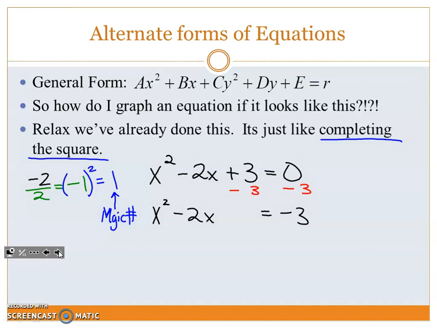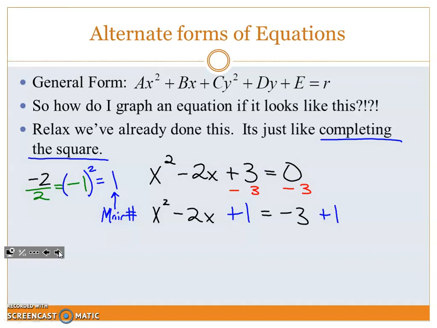Now, when we have that magic number, we said that we were leaving a space for it on this side, right? So I'm going to go ahead and plug in my magic number. My magic number is a positive 1. I get an x squared minus 2x plus 1. And that equals, now, it equals negative 3. But if I just added 1 to this side of the equation, I need to do something to this side as well to make sure that it stays balanced. So if I add 1 on one side of the equation, I have to add 1 on the other side of the equation.